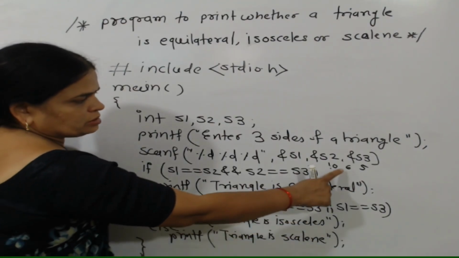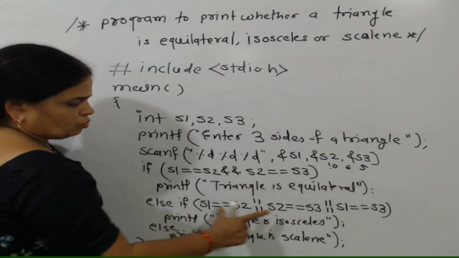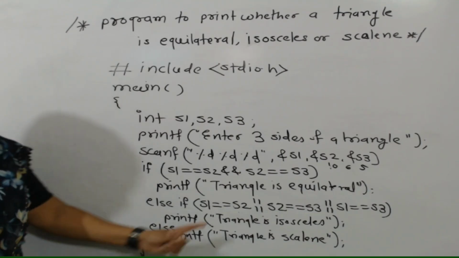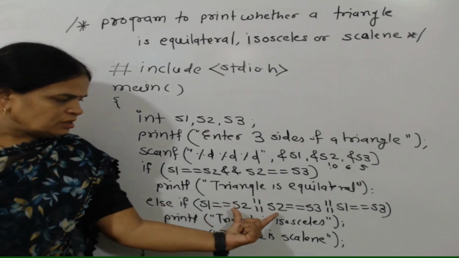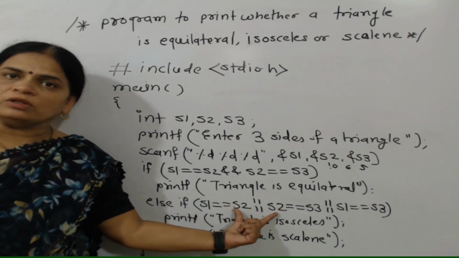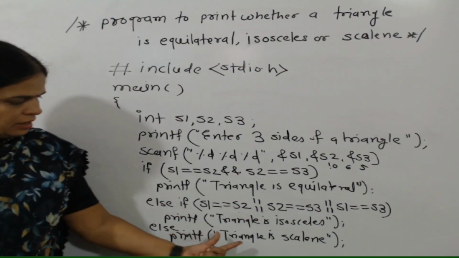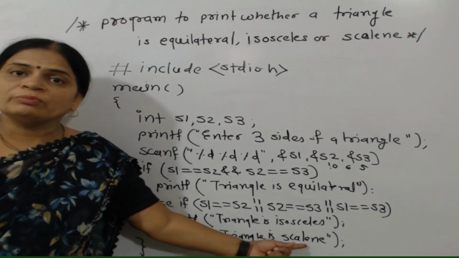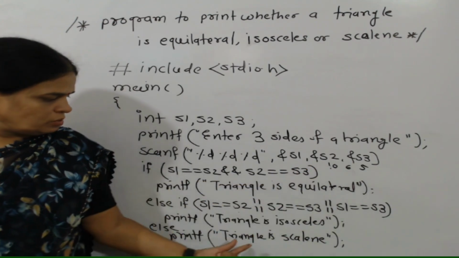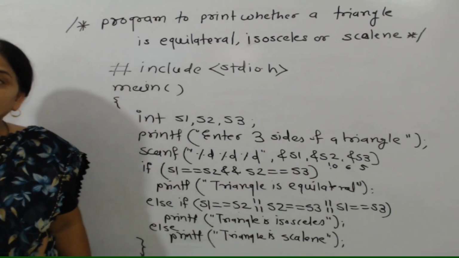S2 equals S3, 6 equals 5? No. So both the conditions are false, hence the complete OR condition will be false. So this condition is false, therefore control will go after else, and "triangle is scalene" will be displayed. No sides are equal, so hence the message "triangle is scalene" will be displayed.